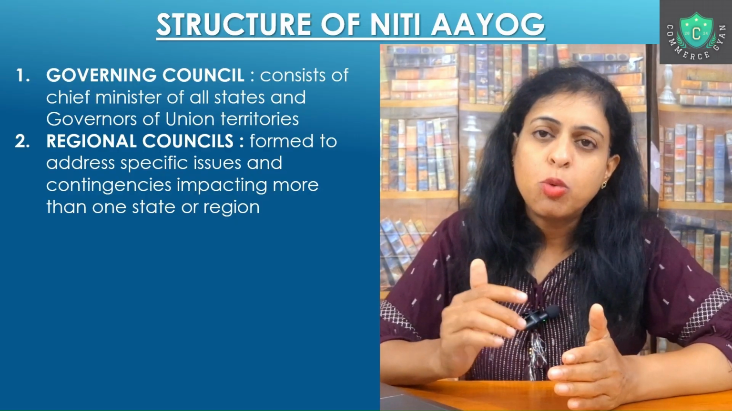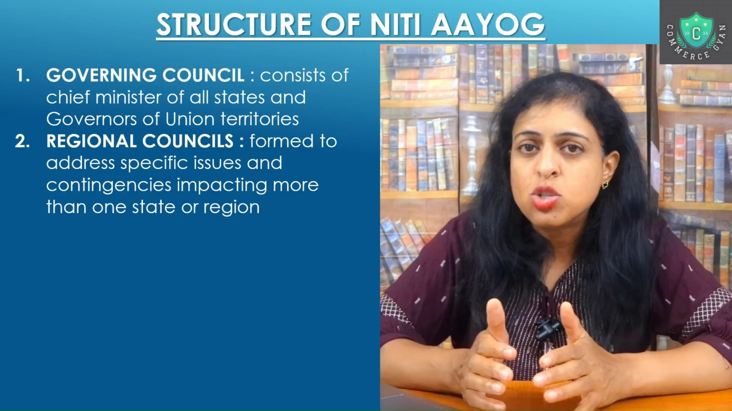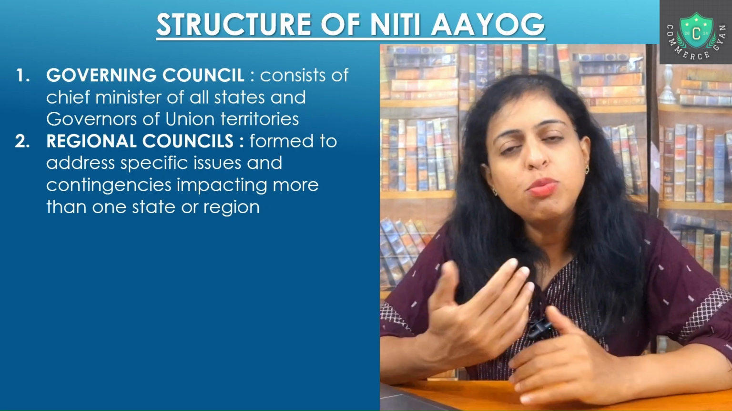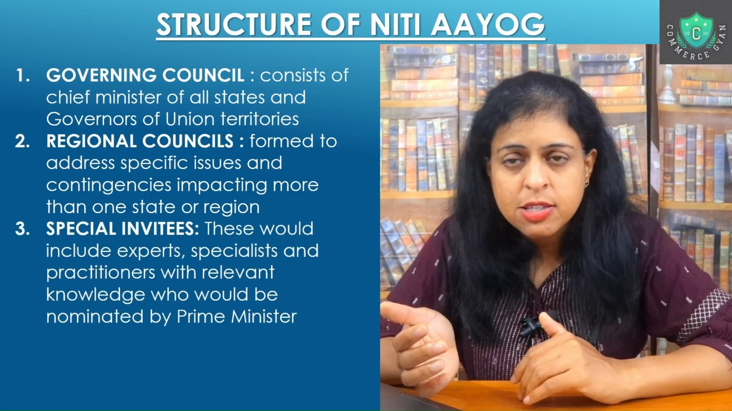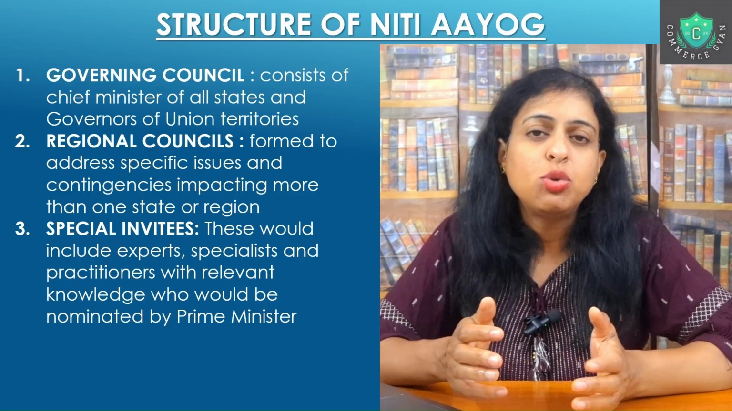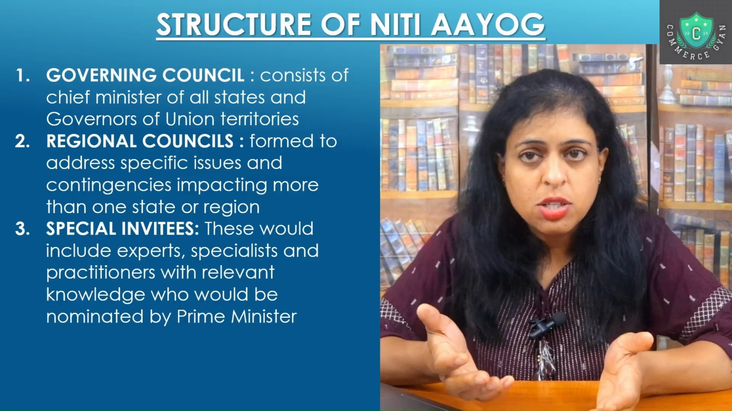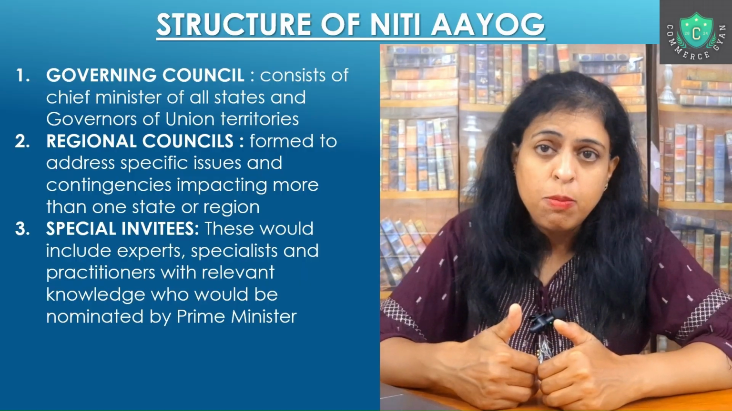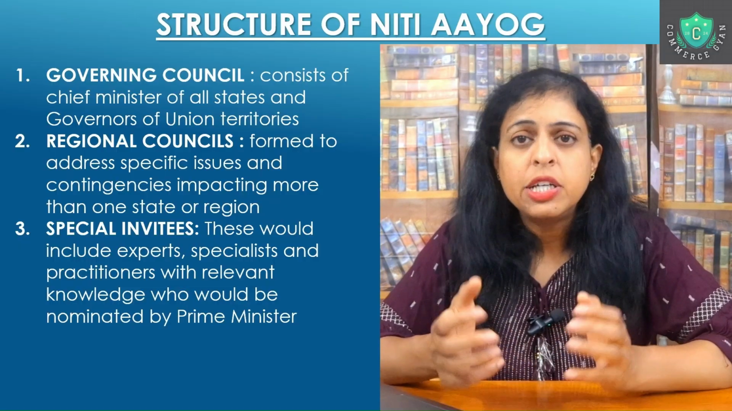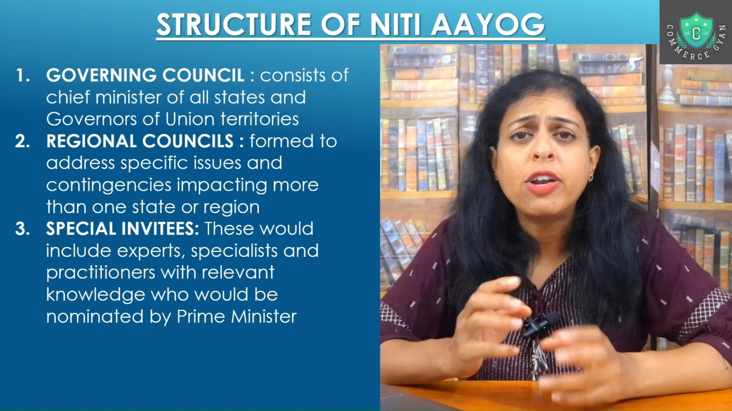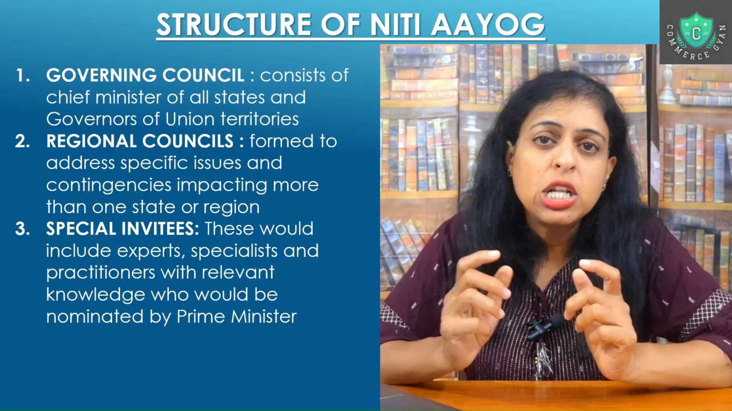So where problems or questions are connected to more than one state or union territory, the regional council would take decisions. Then there would be special invitees also. These would be experts from different fields. The main supervision would be done by the chief ministers and governors, along with the regional councils. And if you need more help and expertise from different fields, which of course is required, they would invite these people as an advisory board or advisory committee, which is what we call special invitees.